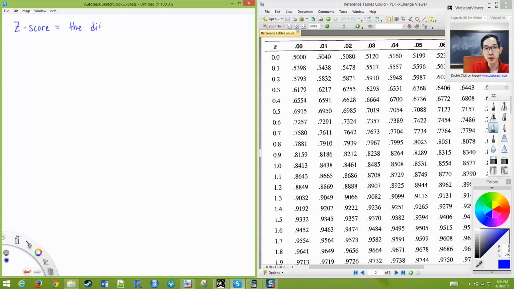And we might have seen this formula: z is equal to x minus the mean, x bar, divided by s. This is at least familiar, right? Maybe not right at the top of your head, but at least familiar. Today we are going to use this very extensively. We have a z table, and z-scores actually correspond to our z table.